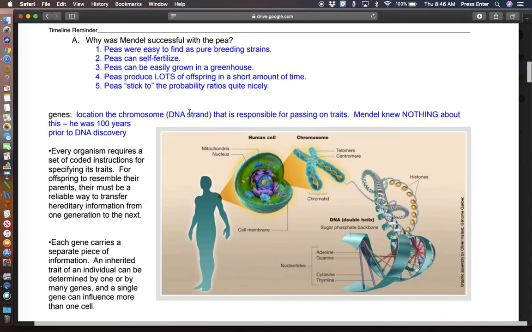For example, some of you have the trait for tasting PTC. We all have the trait. It's whether or not it is turned on or turned off. And that's what's responsible for passing on your traits. Mendel didn't know any of this. It's 100 years before DNA is even discovered in 1953. Okay, more than 100 years actually.